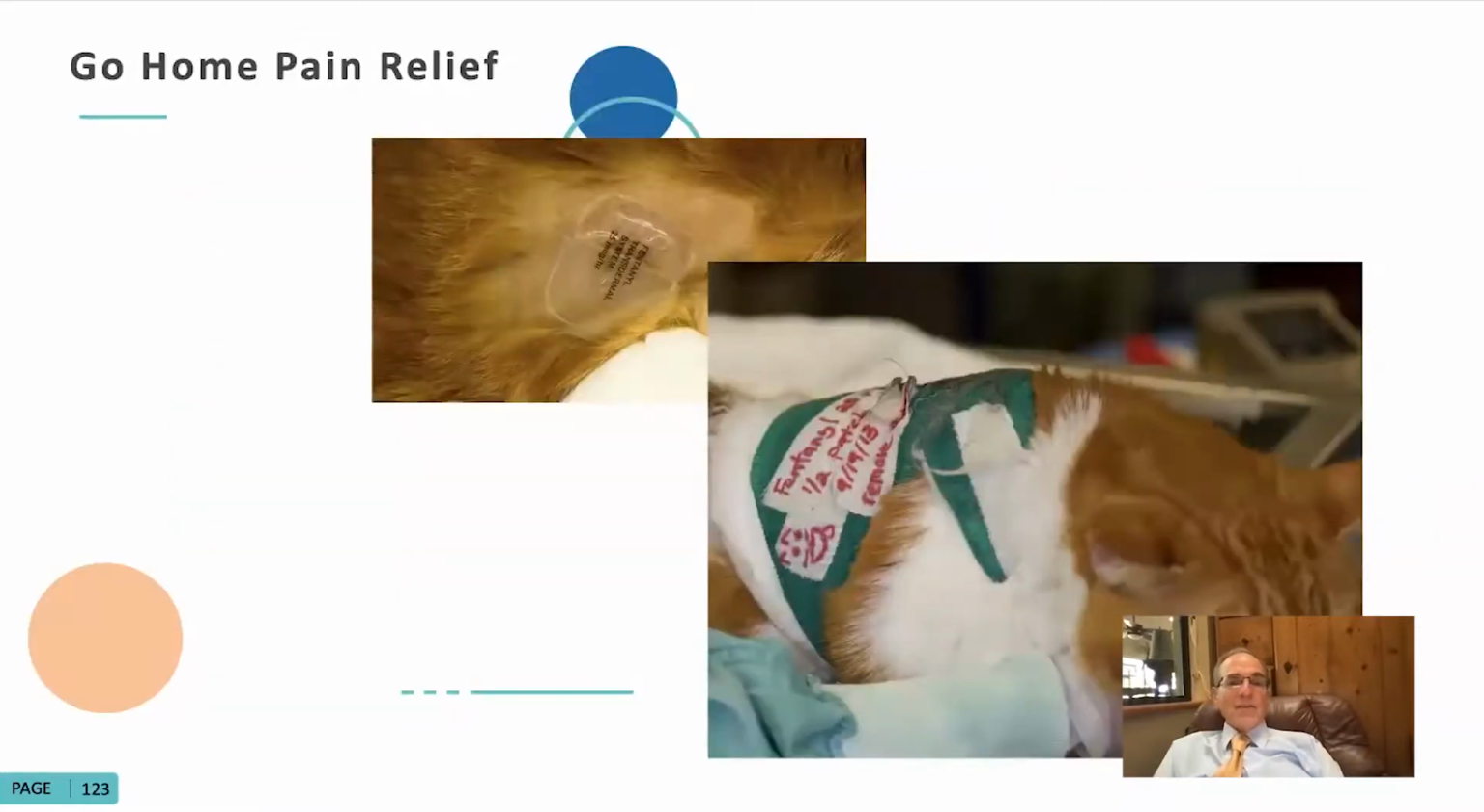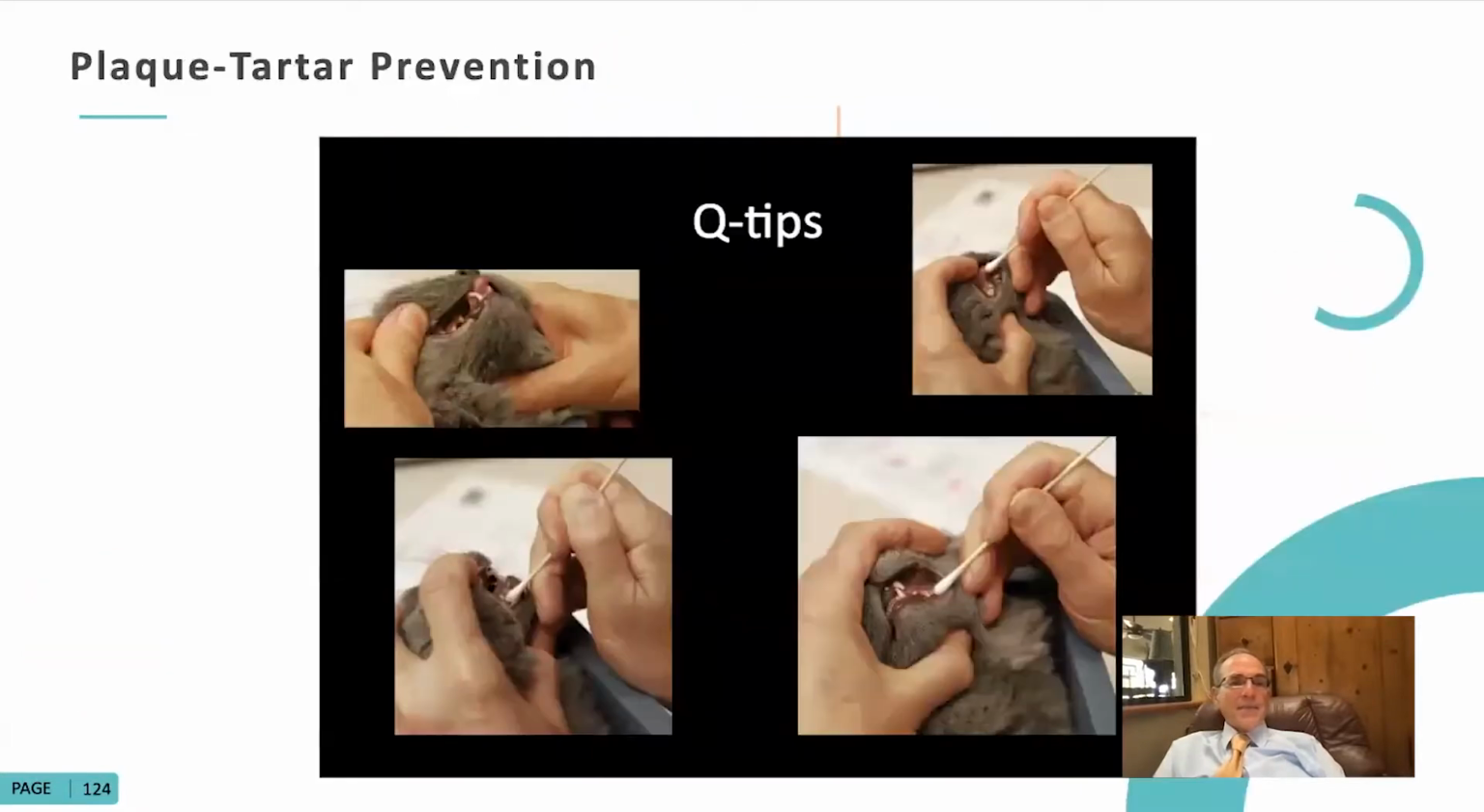Go home pain relief, fairly large use of Onsior and fentanyl patches in cats that don't have any children in the family, and they respond very nicely to that.